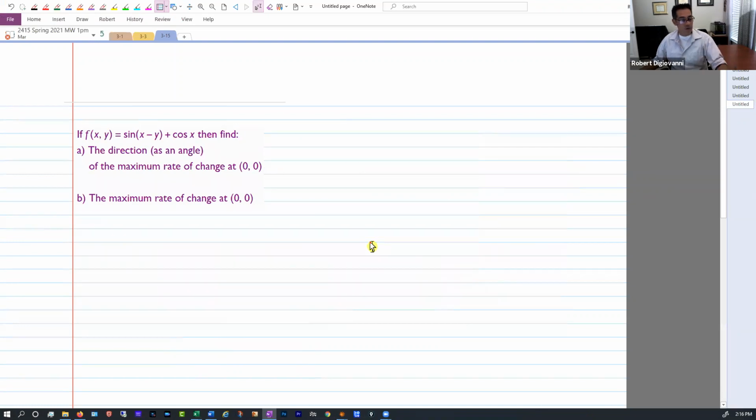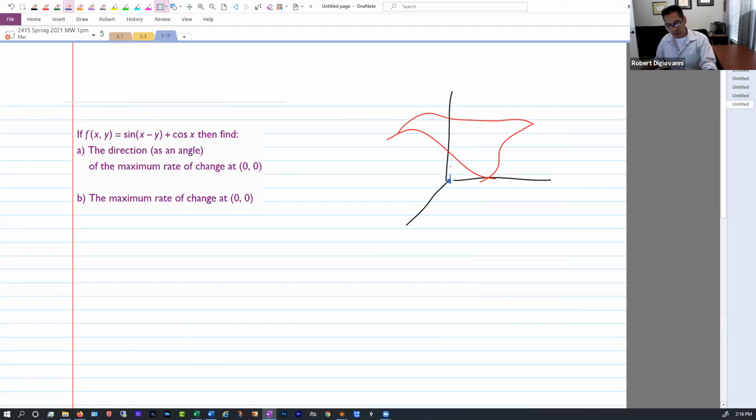And I want you all to appreciate what's going on here. We're in three-dimensional space. We have a surface. Whatever it's doing, it's doing. We're going to the point 0, 0 on the ground, and we're going up to somewhere on the surface, right? Boom, there it is. And what we're about to determine is what direction we need to point in on the ground. What direction do we need to point in order to get the maximum rate of change up here on the surface? And once we find that direction, then we're going to ask for that slope, and that's the maximum rate of change, right?